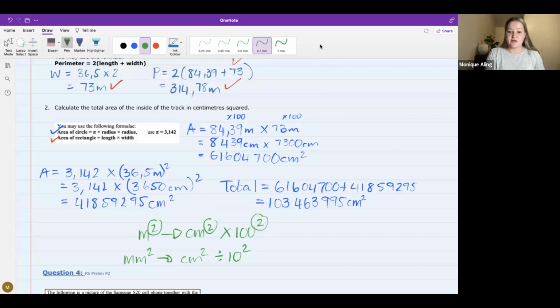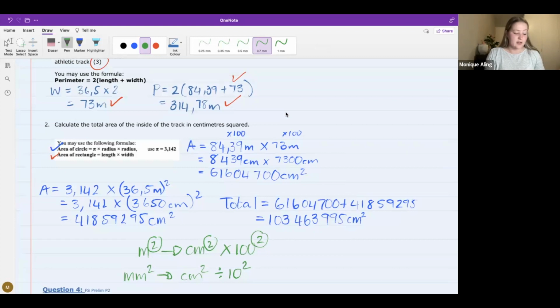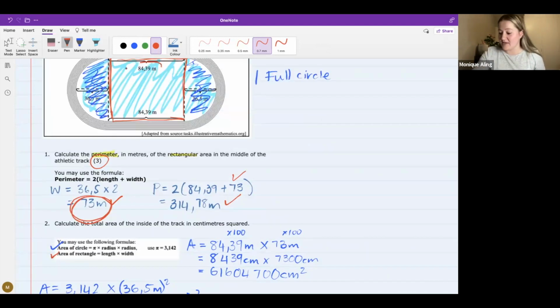Amor, let me check that for you. Okay, so we worked out the width over here. So our rectangle is the 83.39 plus our 36.5 plus 36.5, which is our 73. So that's how we work out the area of the rectangle, length times width. Okay, so it's what we worked out in the previous question.